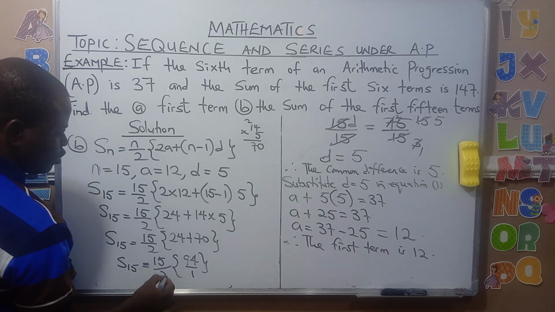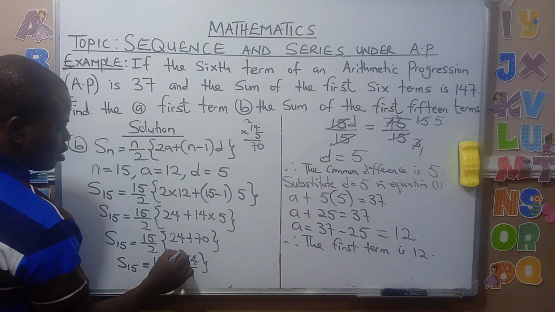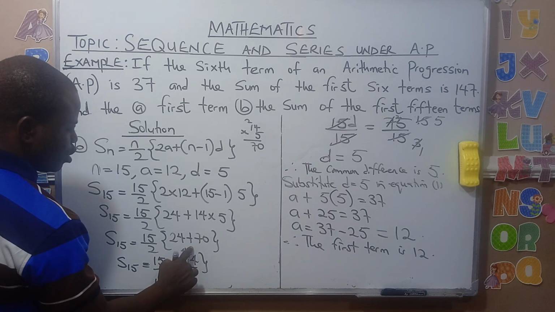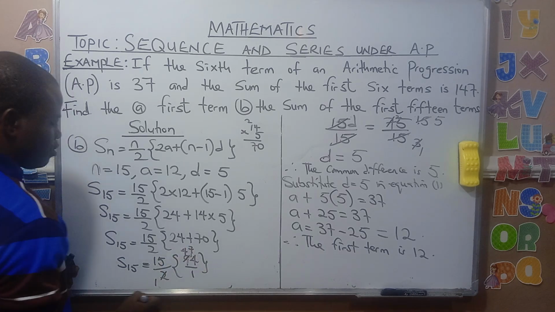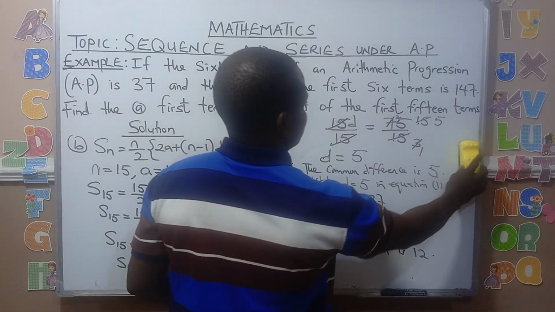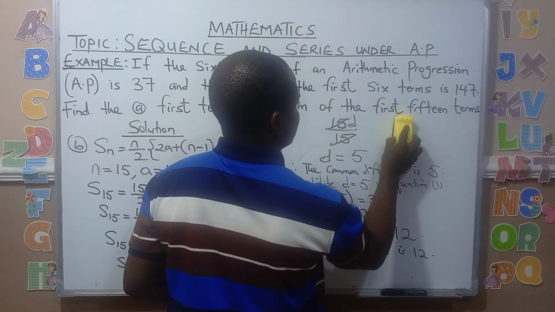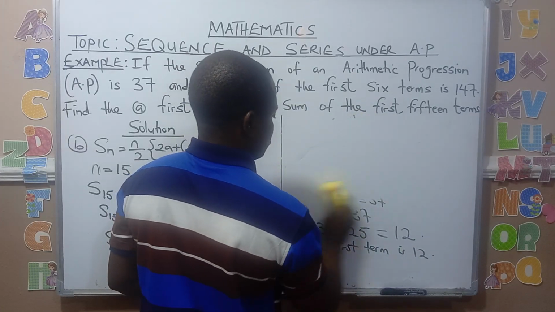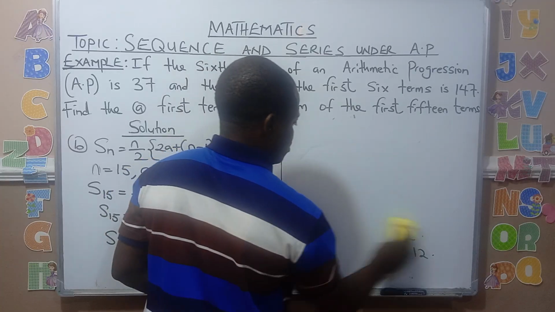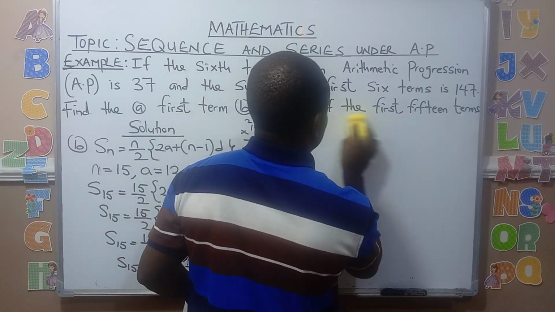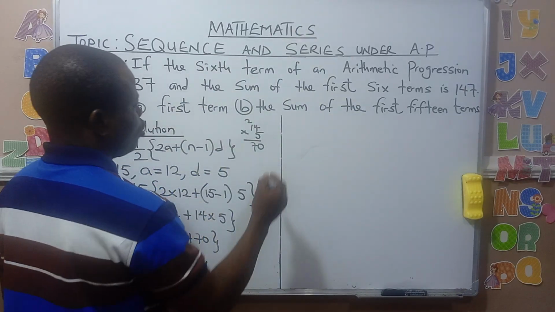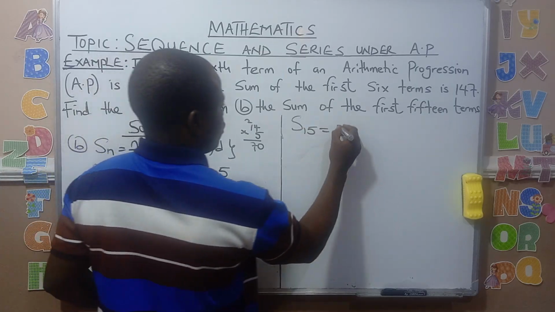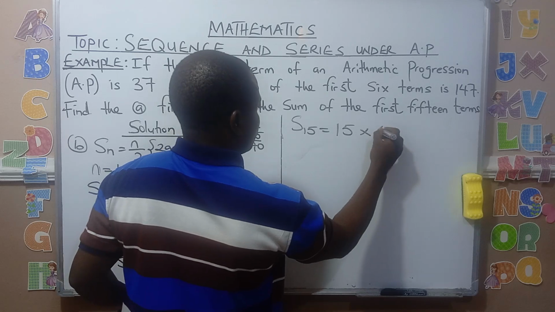It's 94 over 2. 2 into 9, that is 4, remainder 1. 2 in 14, that is 7. Now, the sum of the 15 terms equals 15 times 47.